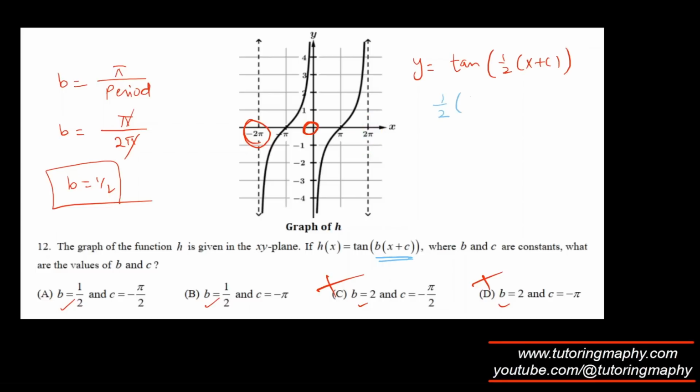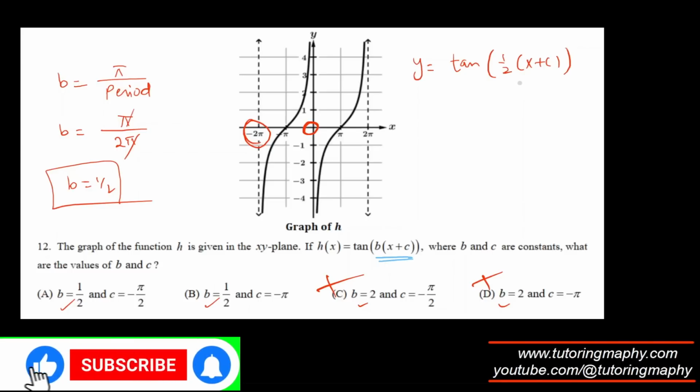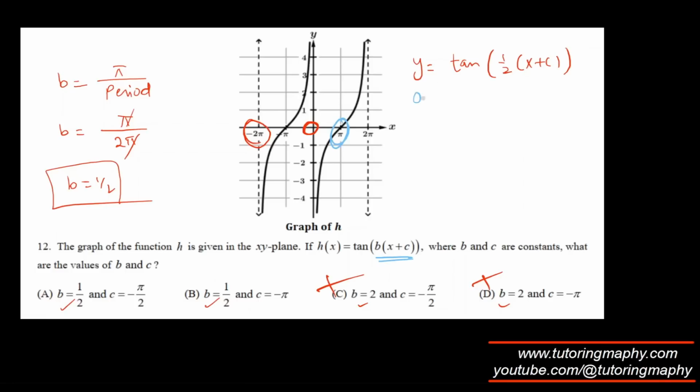x plus c, or actually rather than asymptote, because that would actually involve reverse engineering the option. So let's just take any point. In fact, let's just take probably this point, pi comma 0. So it means that y is 0 and x is pi.